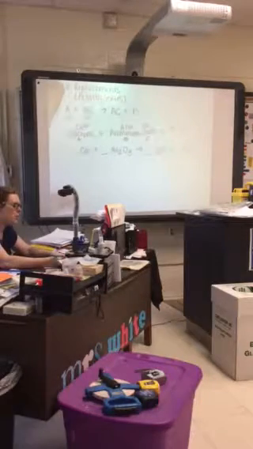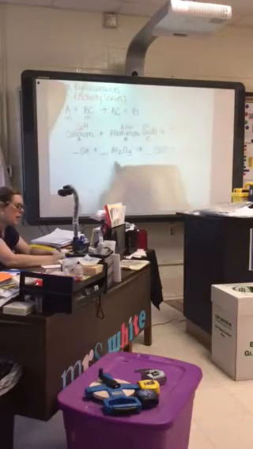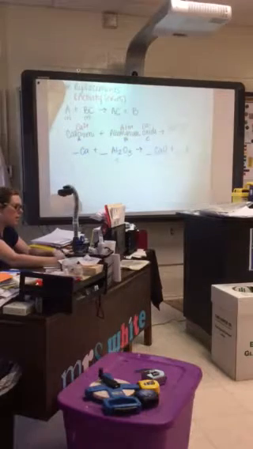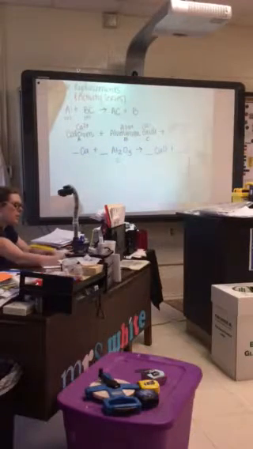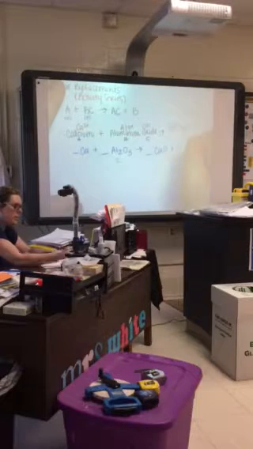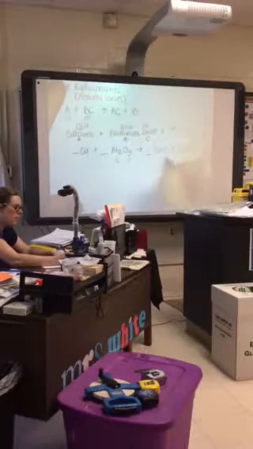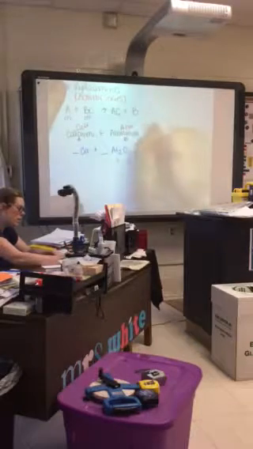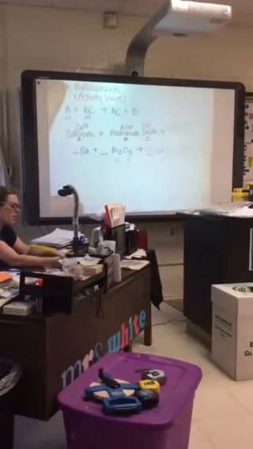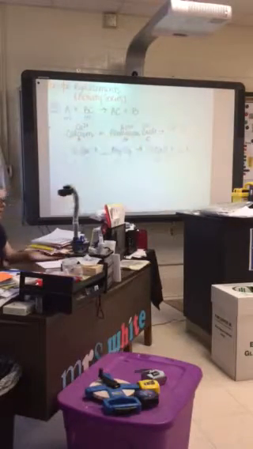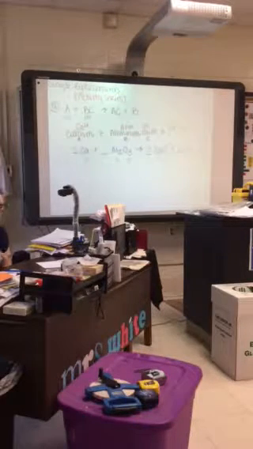Alright, then we need to balance it. So I've got 2 aluminums here. I got 1 aluminum here. So I'm going to multiply that one by 2. I got 3 oxygens here. I got 1 oxygen here. So I'm going to multiply that oxygen by 3. That gives me 3 calciums. So I'll multiply calcium by 3 as well.